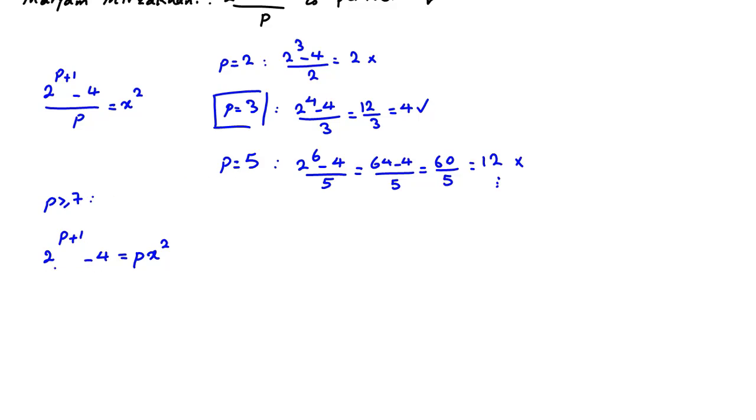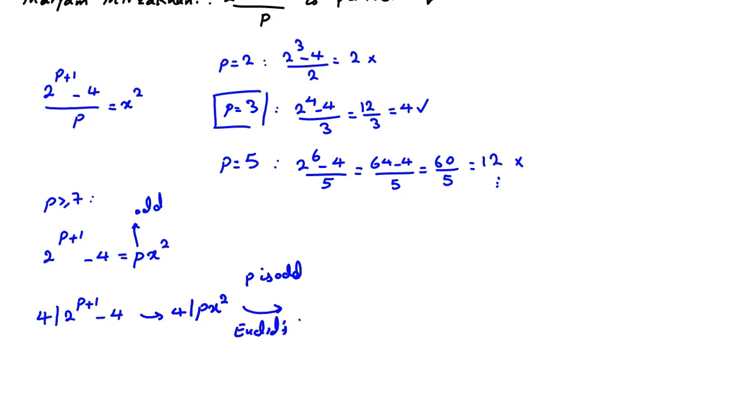So the left hand side is a multiple of 4 because 2^(p+1) is a multiple of 4, minus 4, a multiple of 4. Since p is odd, the right hand side is also a multiple of 4. So 4 divides the left hand side, 2^(p+1) - 4, and 4 divides the right hand side, px squared. Because p is odd, we can cancel p by Euclid's lemma. We call it Euclid's lemma when something divides the product of two things and is relatively prime to one of them. 4 and p are relatively prime, so we can cancel p: 4 divides x squared. So x is even.